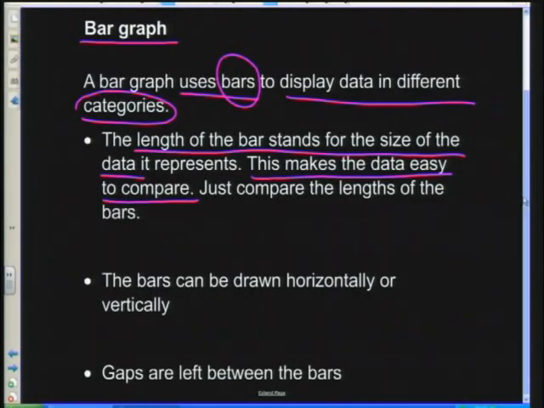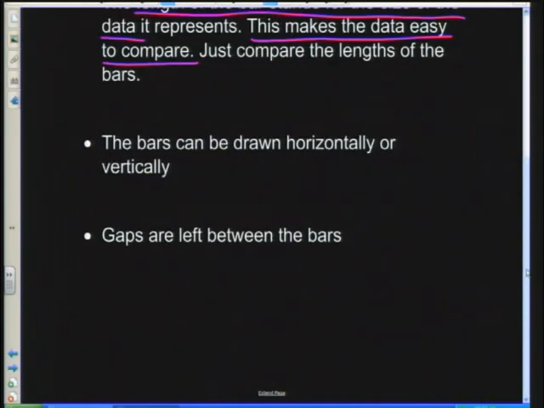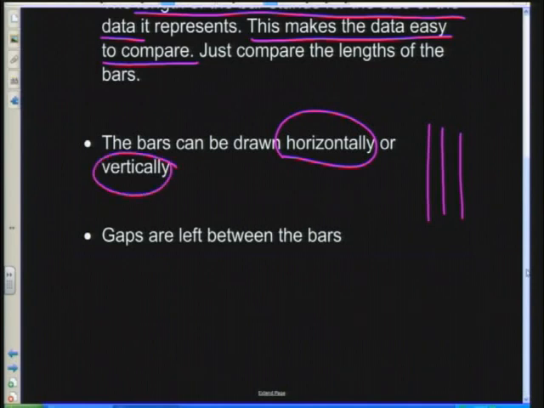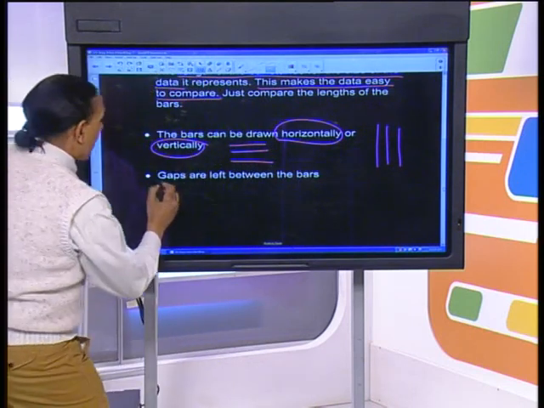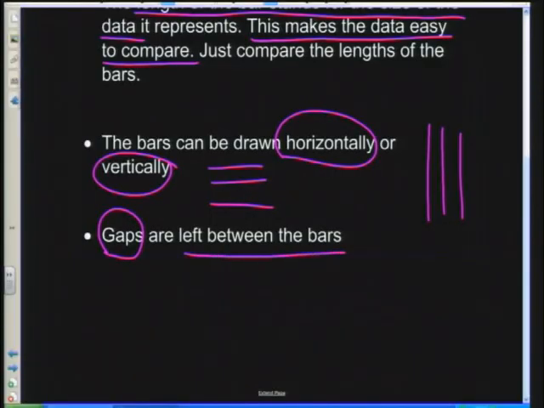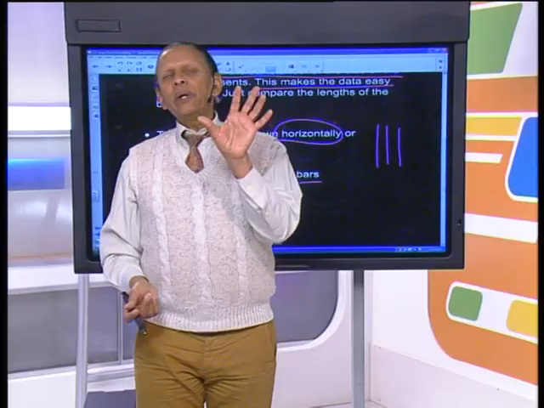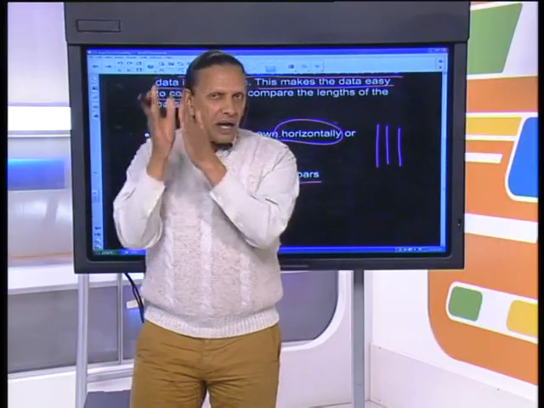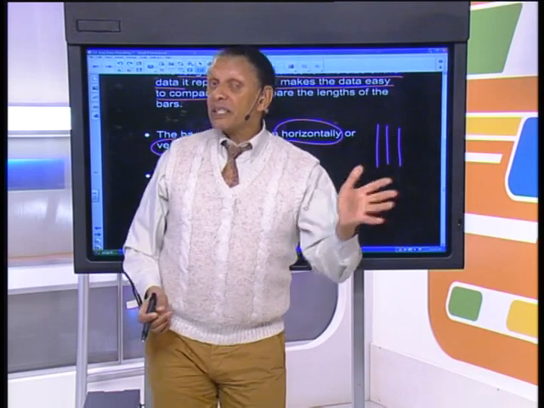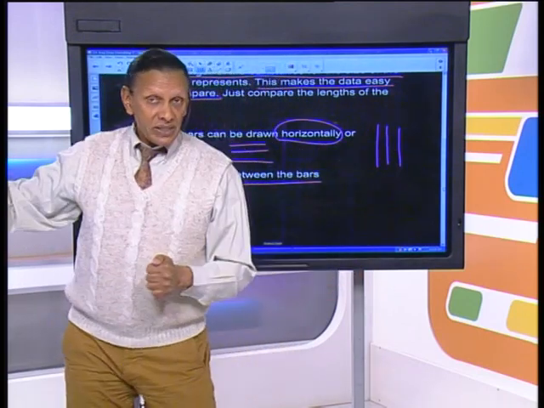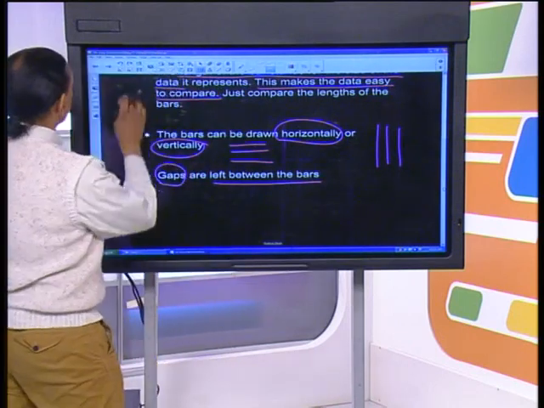Right, now very important that you must know that bars can be drawn horizontally, that means like that, or it can be drawn vertically, meaning like that. Is that clear, guys? It doesn't matter. And gaps are left between the bars. Why do you think there will be gaps? Well, this is data which is discrete, so there are little gaps in between. Unlike a histogram, you will see later on, where there are no gaps because the values are continuous. Right, so please bear that in mind.